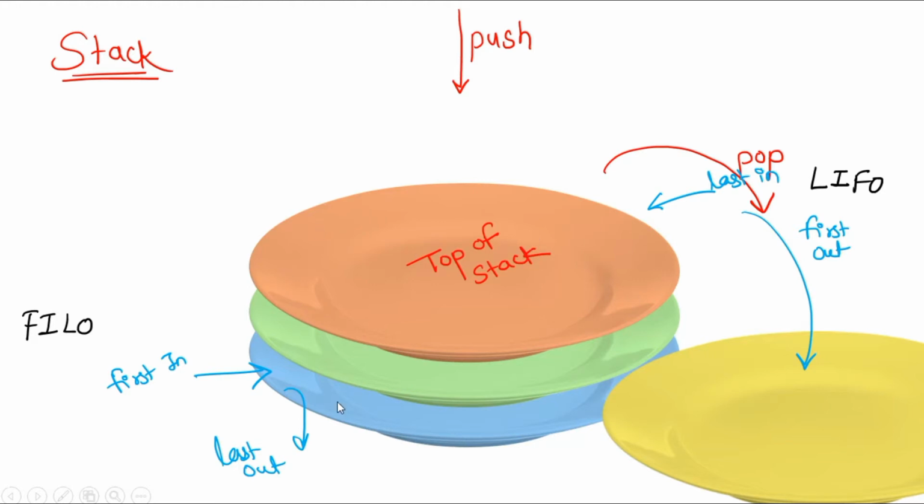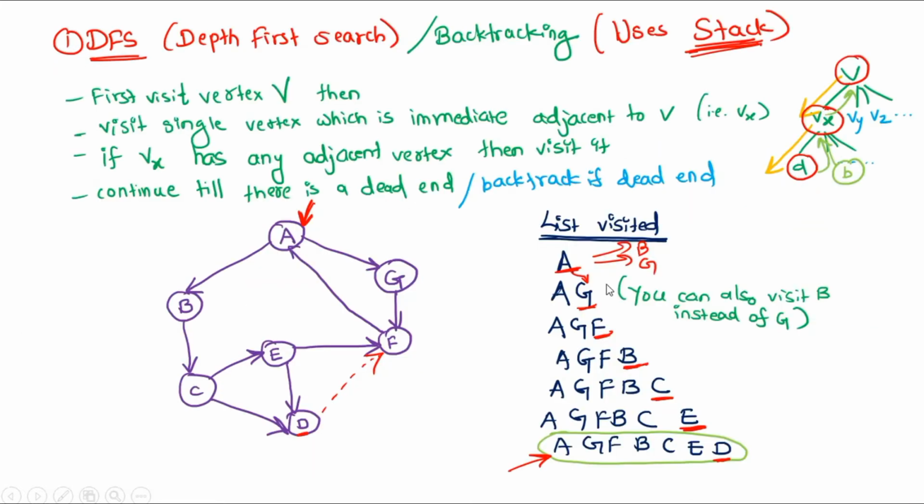The first plate which was inserted for the first time will be picked out at the last. So this is called first in, last out. And the plate which was inserted at the last will be picked out for the first time. So this is last in, first out. This is what we are going to use in our DFS as a data structure. So the depth first search algorithm uses a stack for its data structure.